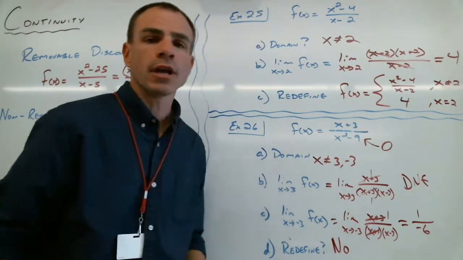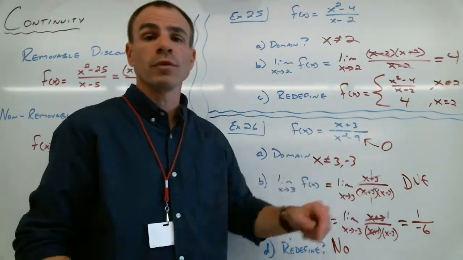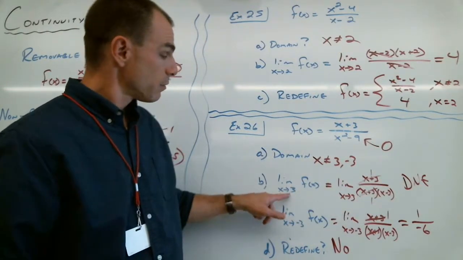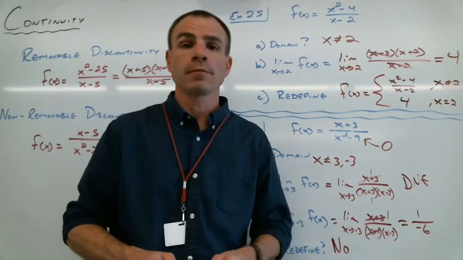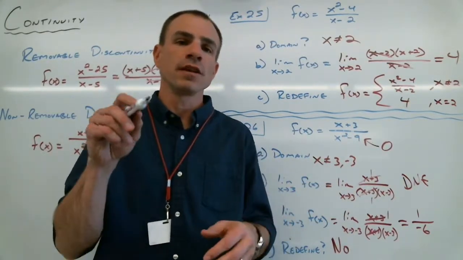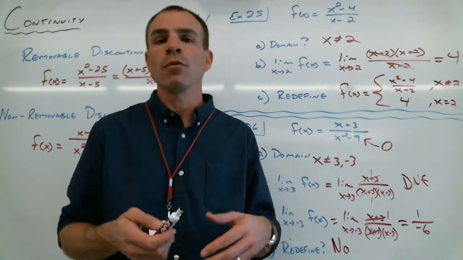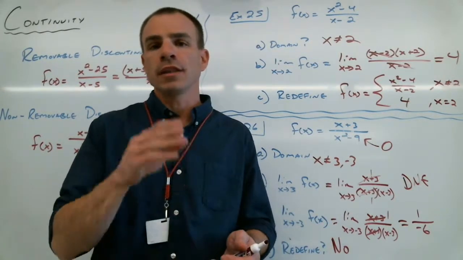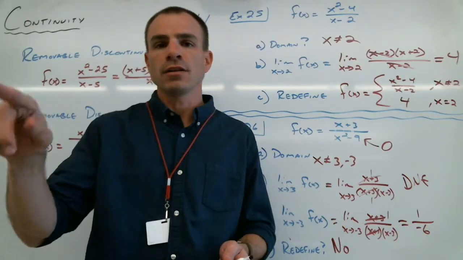No, we cannot. We have a non-removable discontinuity when x is equal to 3. There's nothing we can do about it. That's the difference between removable and non-removable. Can we redefine the function to fill in the dot, or do we have a vertical asymptote where there's just no way that we can make the connection and give ourselves a continuous function?